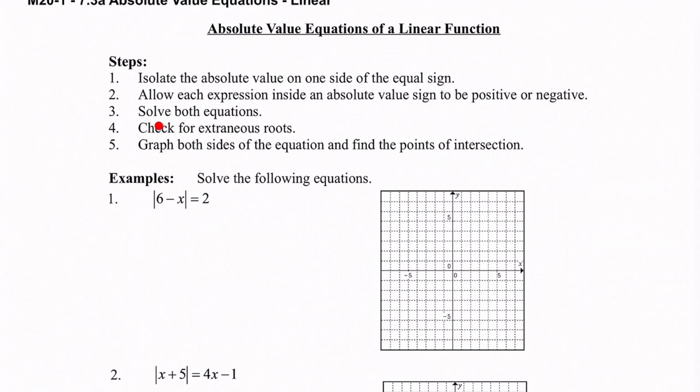Then you're going to solve both those equations how you normally would. And then after, check for extraneous roots to make sure that you don't have a solution that actually isn't a solution. And then lastly, you can graph both sides of the equation and find the points of intersection.